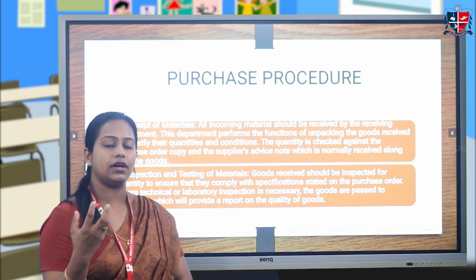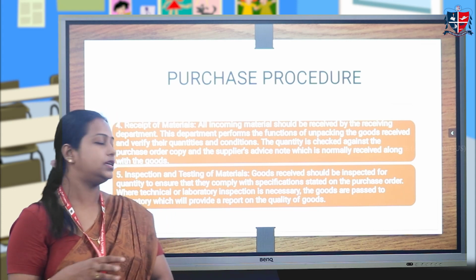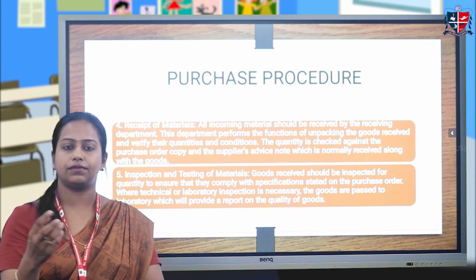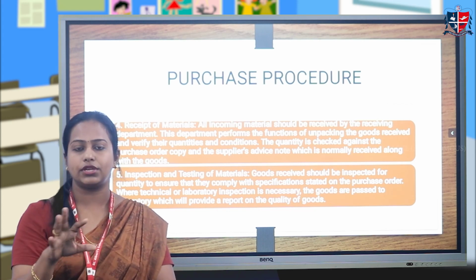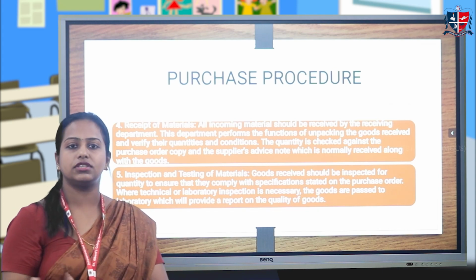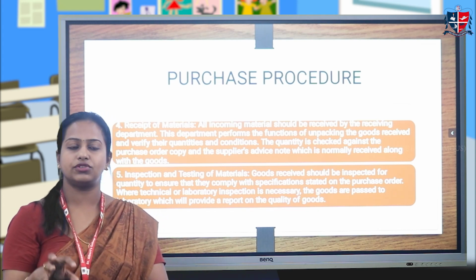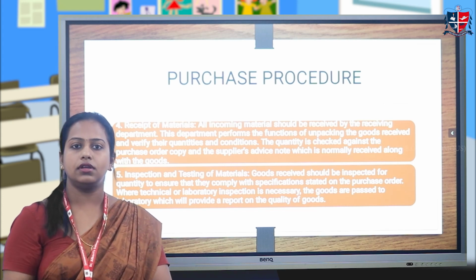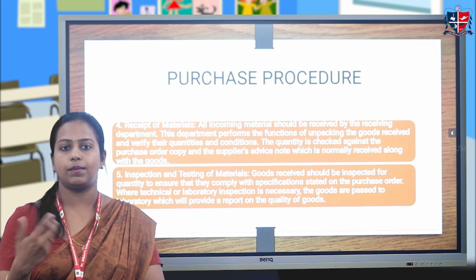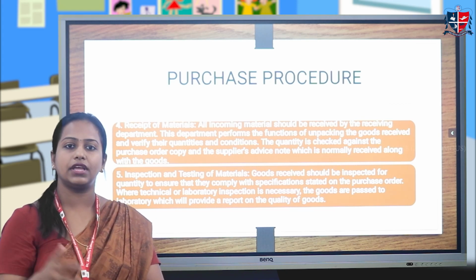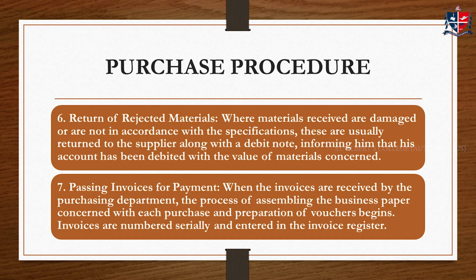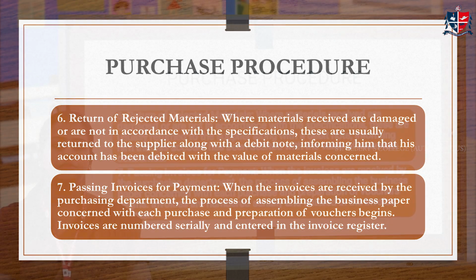Once the materials are received, they have to inspect the materials. Inspection and testing of materials. If any electronic equipment or machines are ordered, they would be test run, to ensure that they are running properly. Or if it is raw material, the materials would be checked whether they are of good quality, whether the sufficient number that has been mentioned is there, or whether there is any defect in the materials. If there is any defect, they would reject the materials. So after inspecting, if there is any rejection, they would be returning it back to the suppliers.